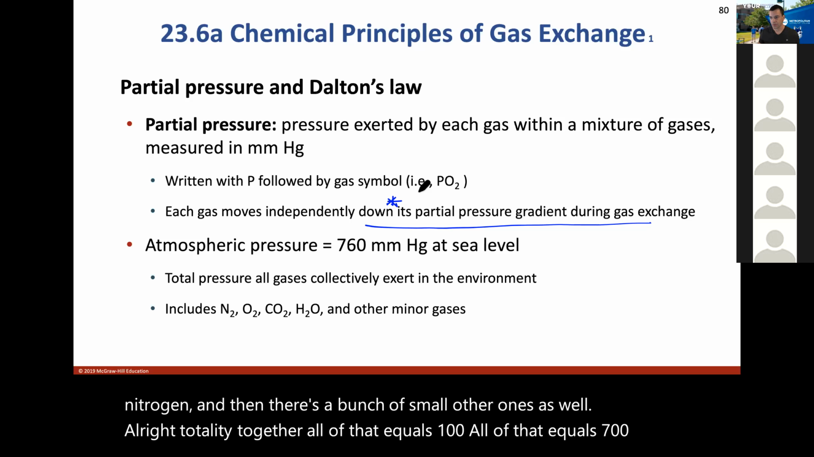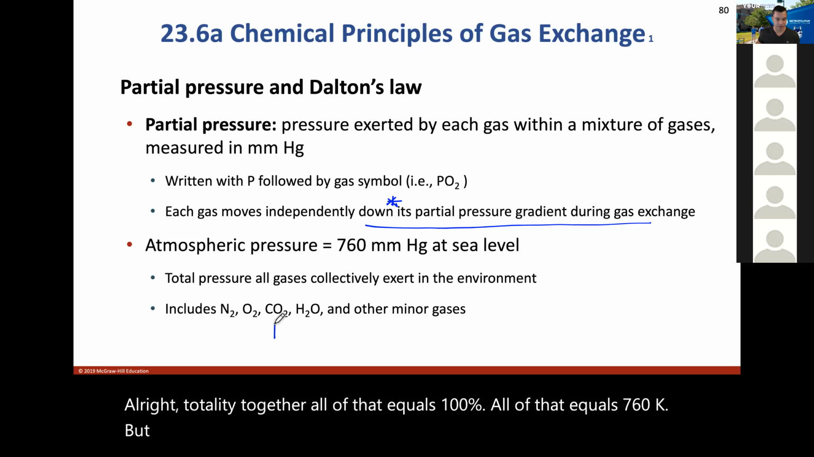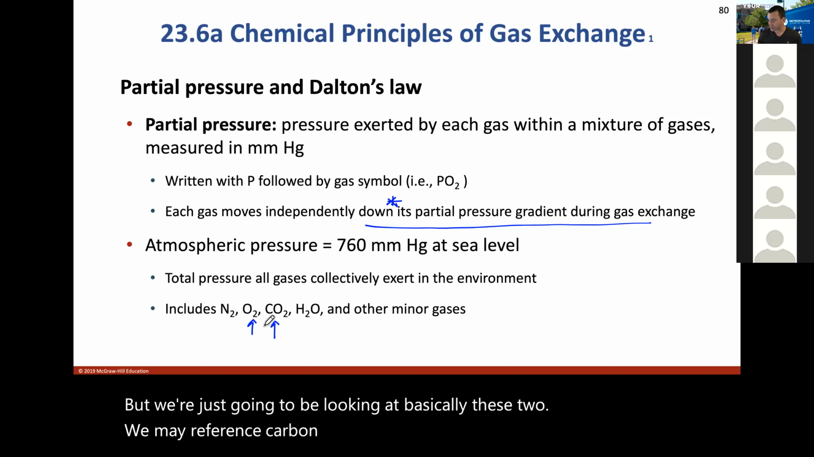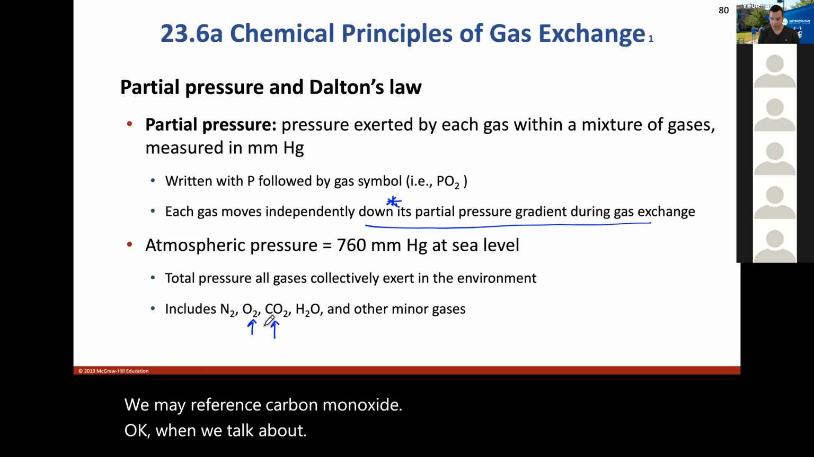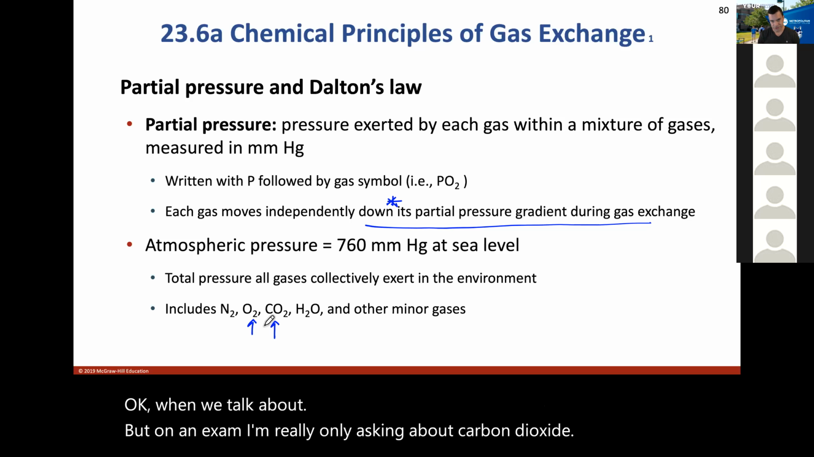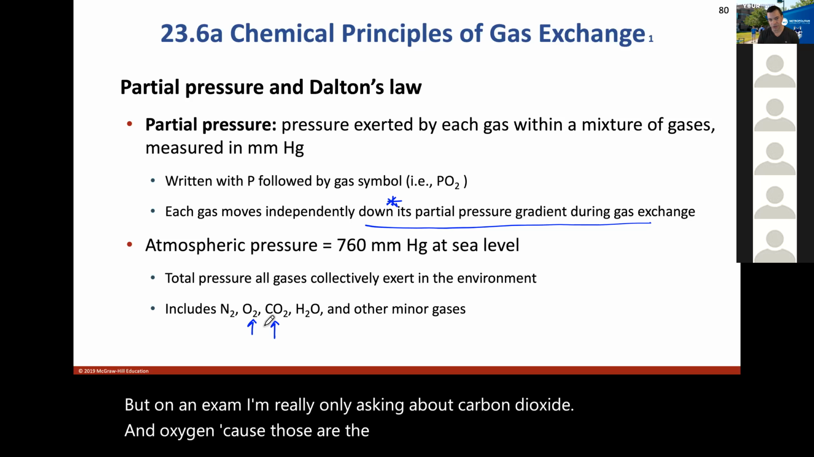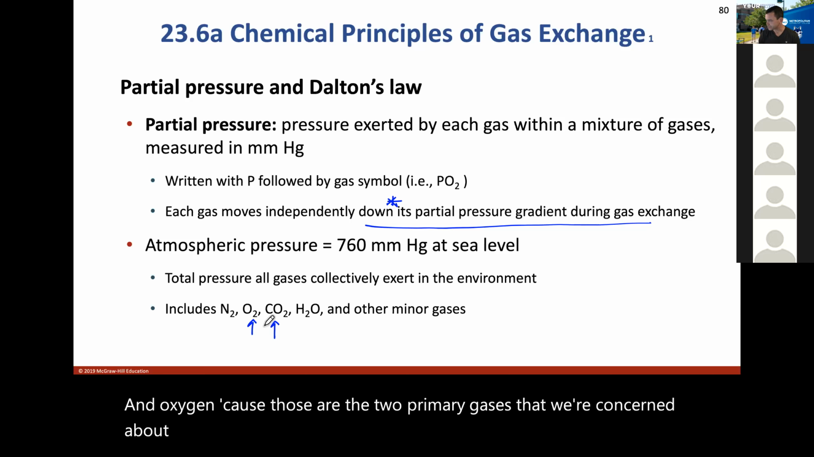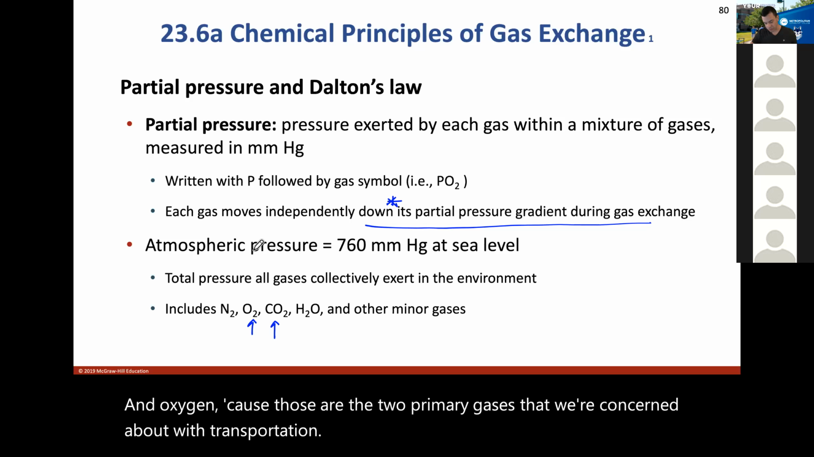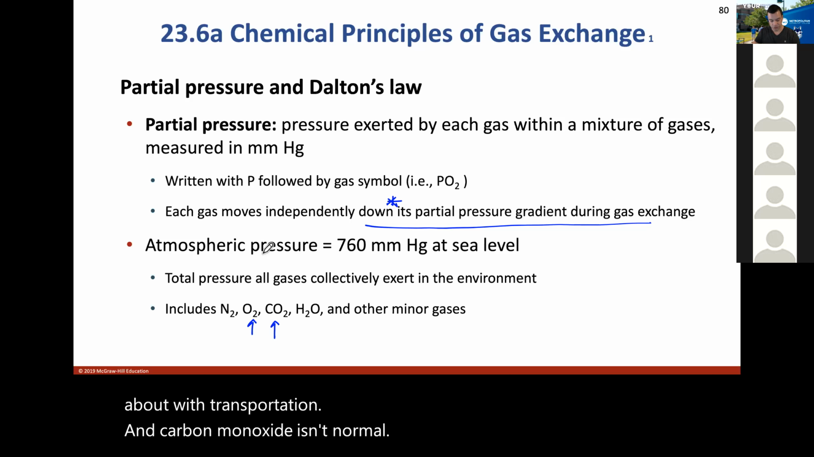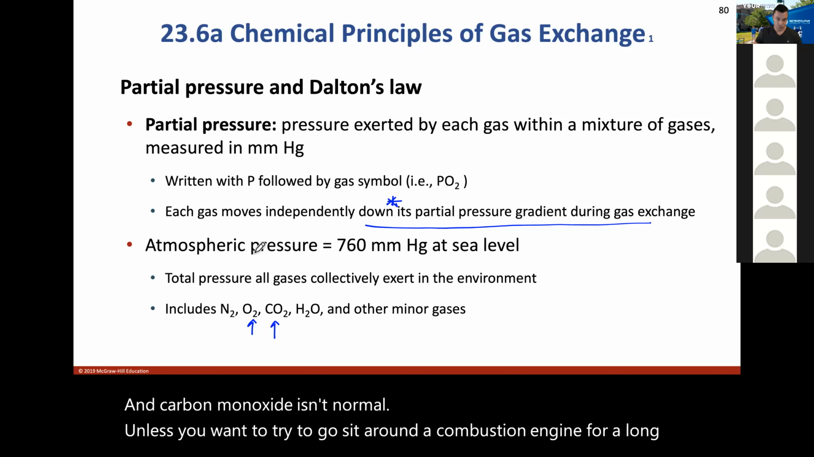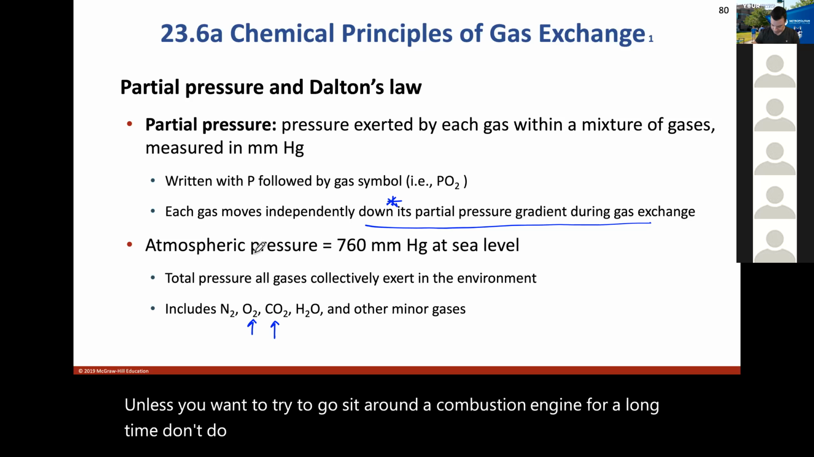Okay. But we are just going to be looking at basically these two. We may reference carbon monoxide, okay, but on an exam, I'm really only asking about carbon dioxide and oxygen, because those are the two primary gases that we are concerned about with transportation, okay? And carbon monoxide isn't normal, unless you want to try to go sit around a combustion engine for a long time. Don't do that, okay? Don't do that.